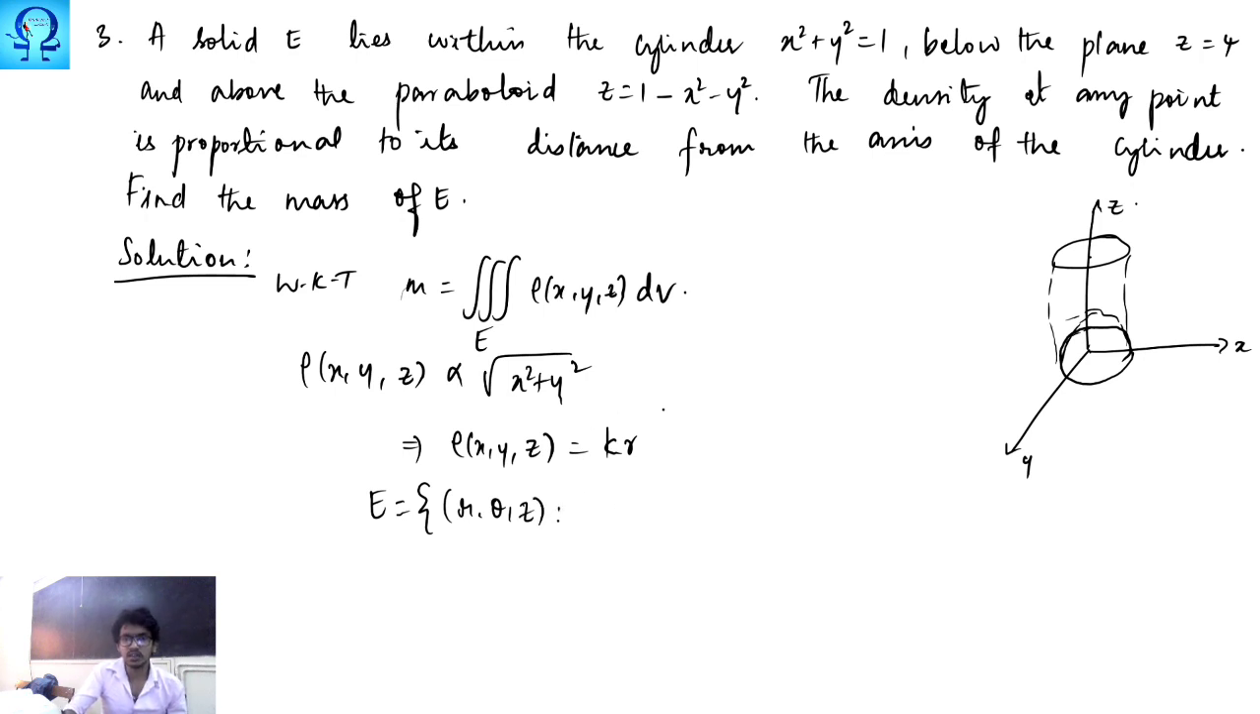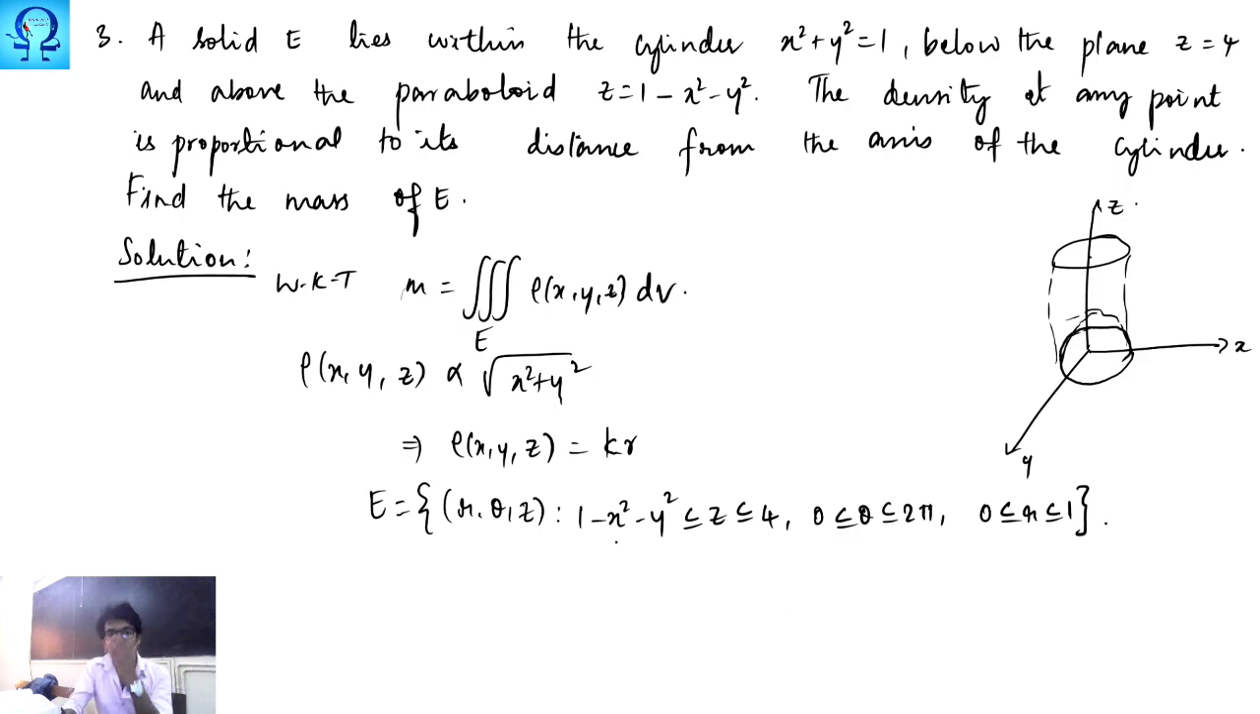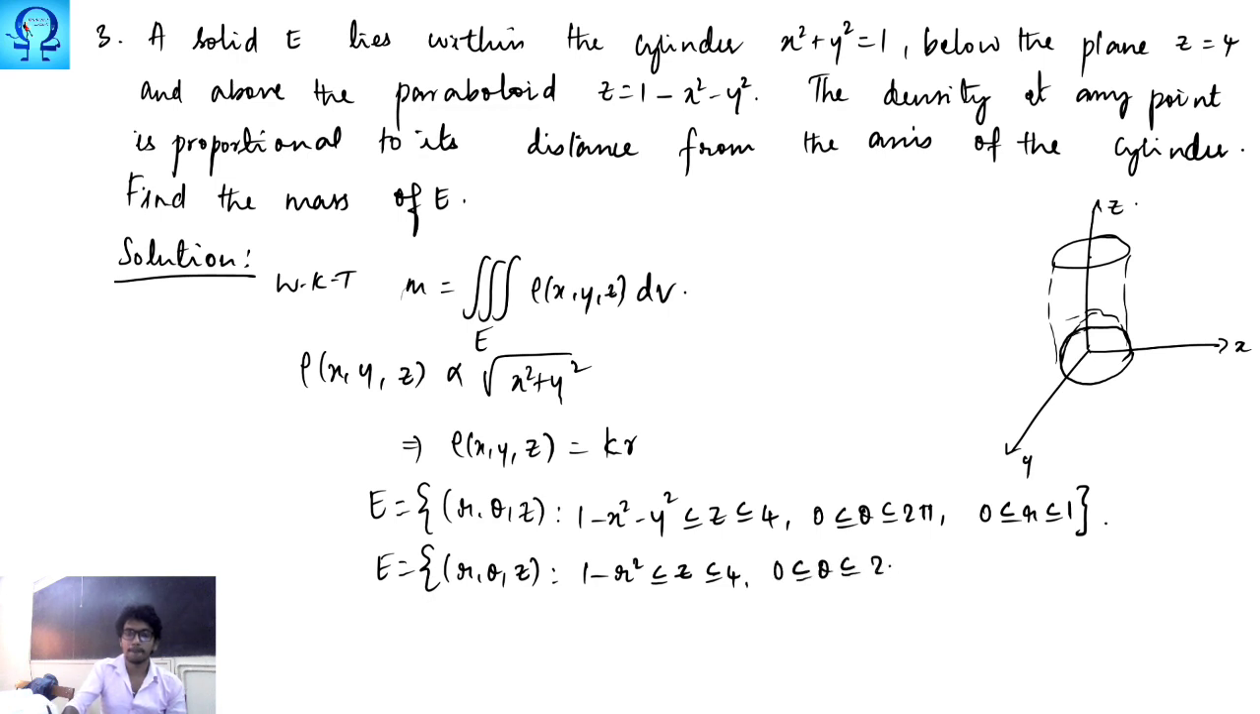Here your z is varying from where to where? It is varying from 1 minus this quantity to 4, and your theta varies from 0 to 2 pi and r varies from 0 to 1. So this is what we have. If we convert these things into polar coordinates, cylindrical coordinates, we are going to have r, theta, z with 1 minus r square less than or equal to z less than or equal to 4, and this one and this one.